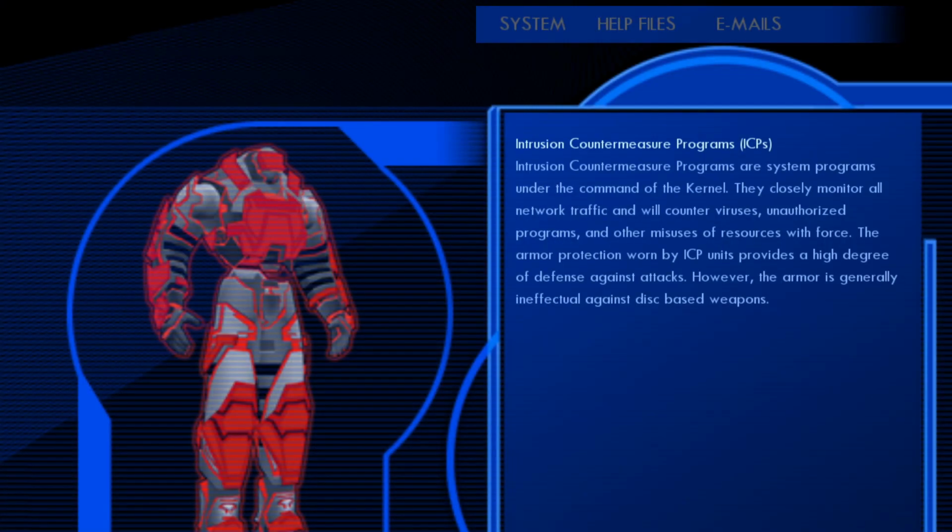ICPs. Intrusion countermeasure programs are system programs under the command of the kernel. They closely monitor all network traffic and will counter viruses, unauthorized programs, and other misuses of resources with force. The armor protection worn by ICP units provides a high degree of defense against attacks. However, the armor is generally ineffectual against disk-based weapons.